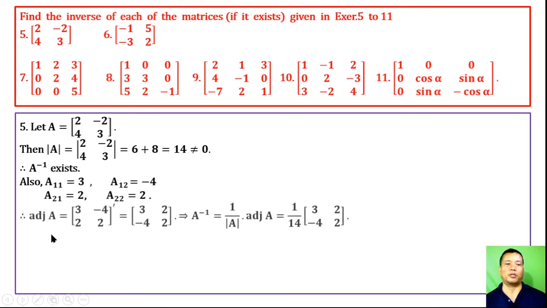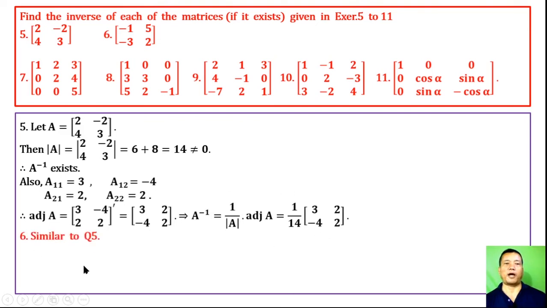A11, A12, up to A22. Therefore adjoint A is the transpose of the cofactor matrix formed by the cofactors. The first row on the first column, the second row on the second column. Therefore A inverse is given by the formula 1 by determinant A into adjoint A. Substituting the values, we get the inverse, as shown above.